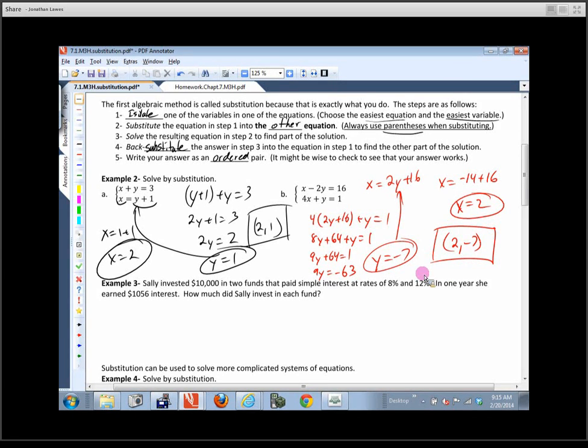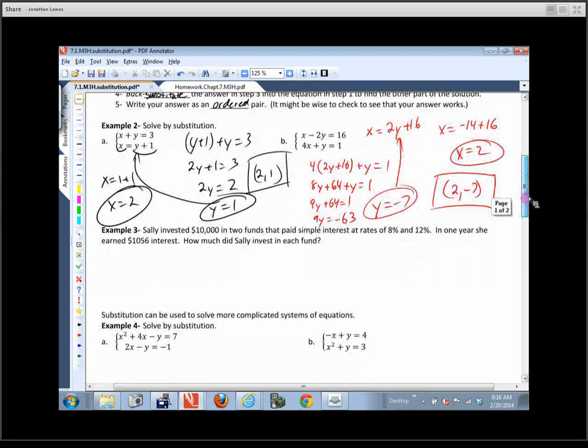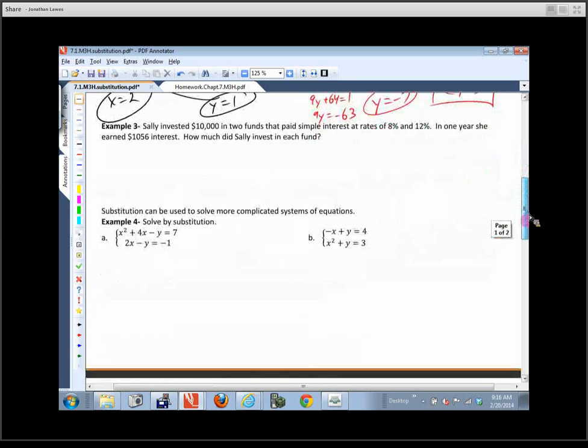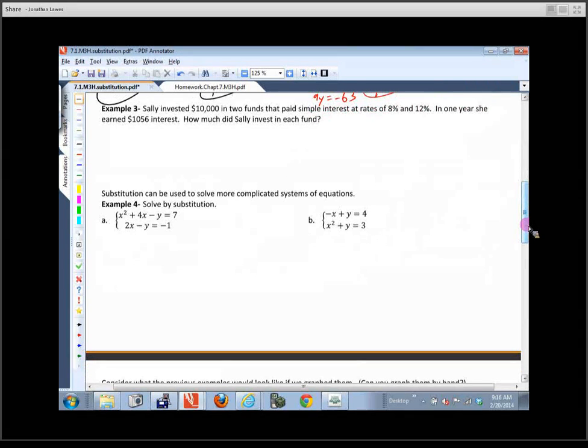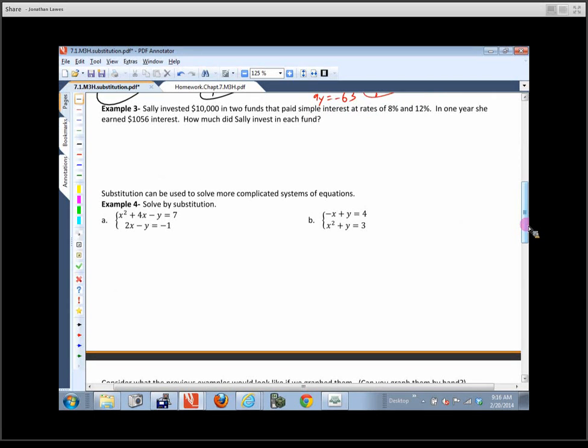Any questions? Okay, raise your hand if you've seen that before. Everybody, right? So just a quick reminder. Okay, let's take a look at example 3. This one's a little different.